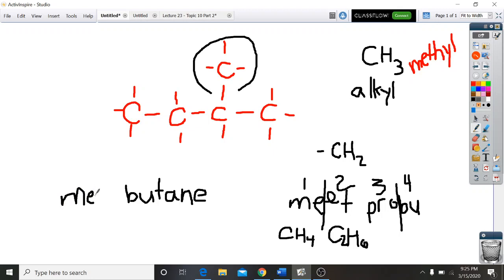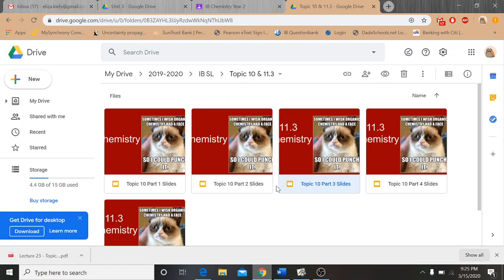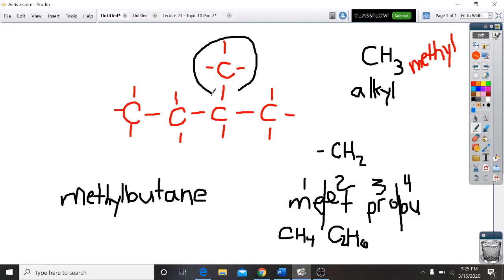Okay. So this is methyl. Methyl butane. Okay. This would be methyl butane. And to be more specific, I'm going to say it is 2-methyl butane. Why did I choose the number 2?